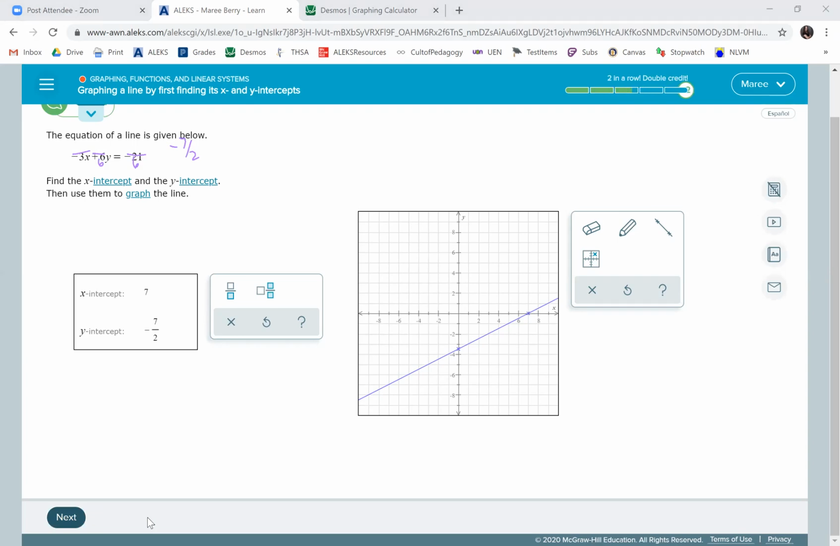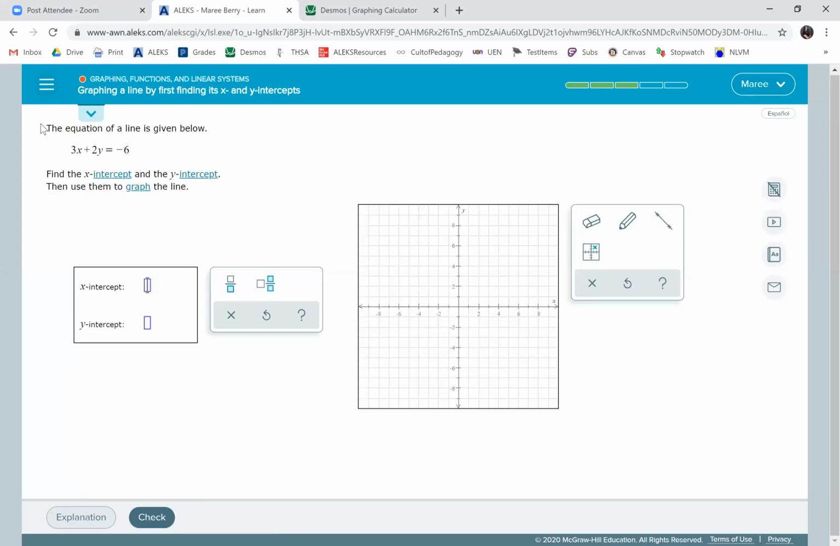Okay, so let's just do one more. That's super fun. Now this one I'm going to do actually without writing anything down. So I want the x-intercept, so I'm going to take -6 and divide by 3, and I get -2. For the y-intercept, this is +2, so that's okay. I'm going to take -6 divided by 2 is -3.